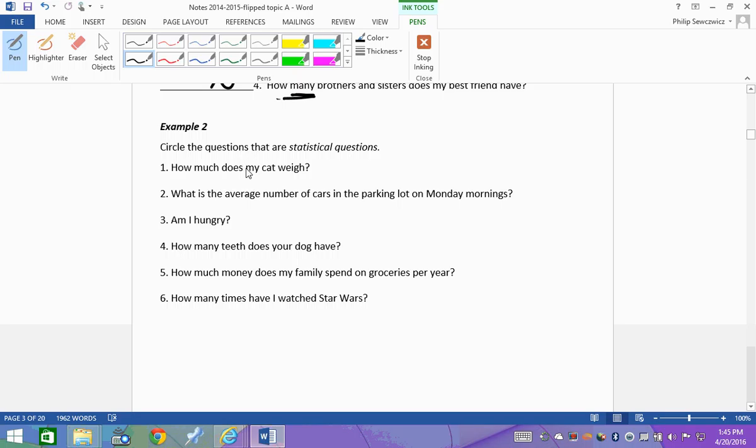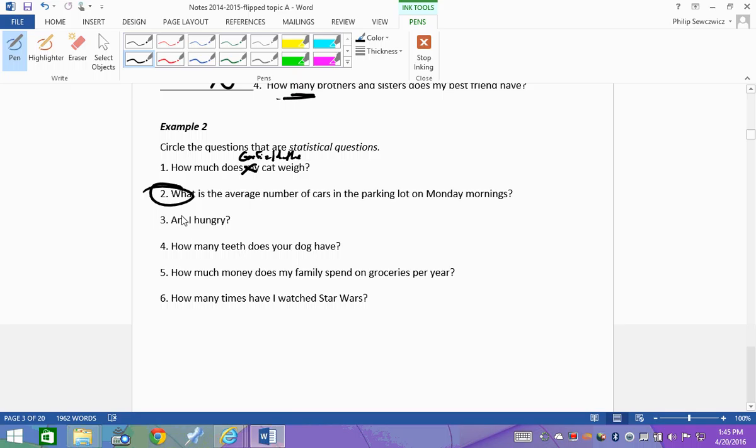So how about Garfield the cat weigh? Well, that means we're talking about one specific one, so is that a statistical one? No, it's not going to be one. Average number of cars in a parking lot on Monday mornings. Well, that's going to change from Monday to Monday to Monday to Monday. So, yes, that would be statistical.